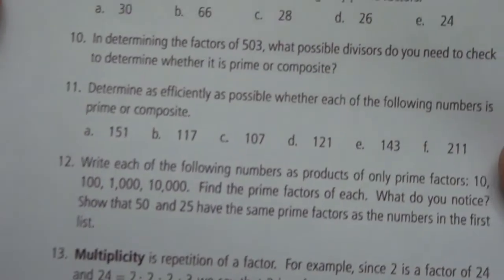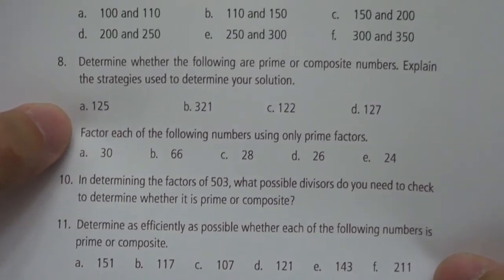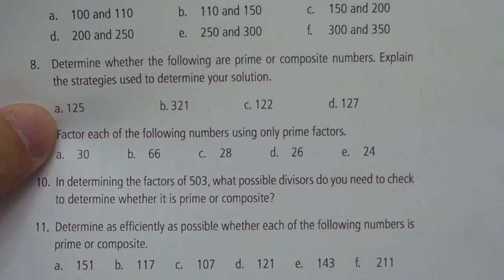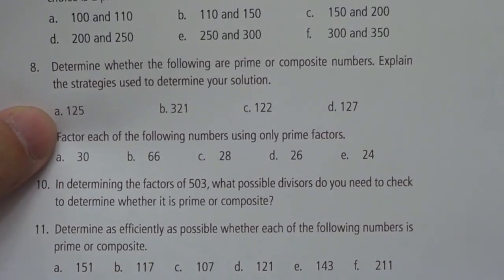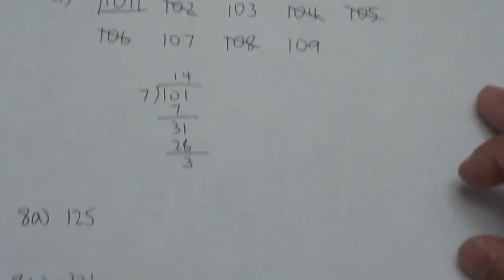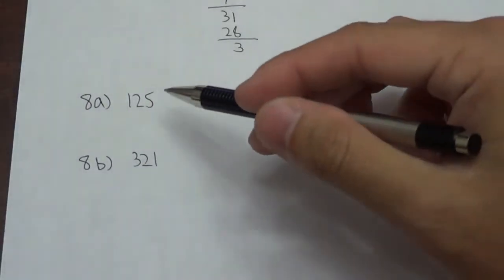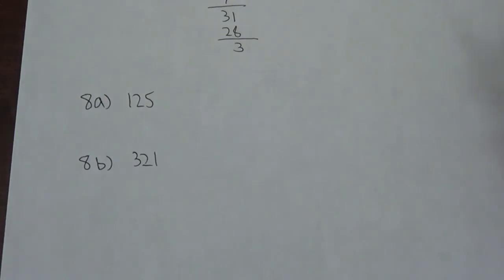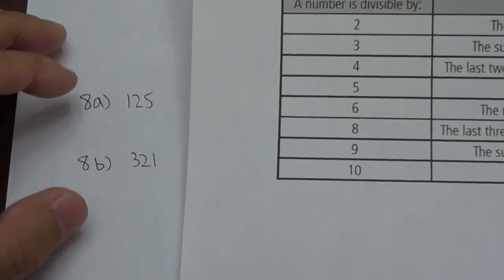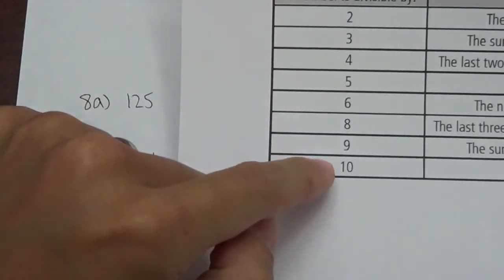Number 8, we're supposed to see if the following numbers are prime or composite, and then explain the strategies used. I'm only going to do A and B. A is 125. That's past our times table, so it would be wise to use the divisibility rules. I can just go through my rules and see if any of these apply.